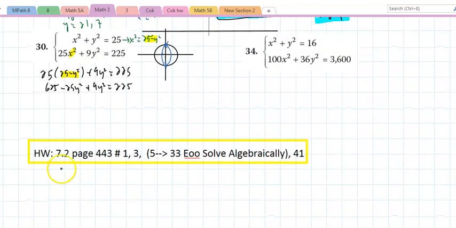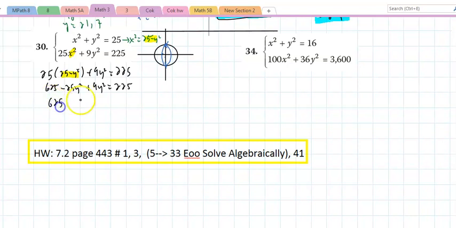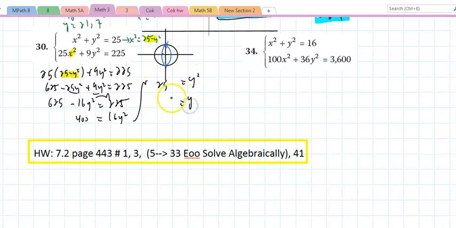Okay, let me see. I'm getting 625, oh, that's working. I was worried. Minus 16y squared equal 225. If I swap those, I have 16y squared equal, if I take that minus 225, that would be 400. I'm getting y squared to equal 25, y equal plus or minus 5. Very good. If y equals 5, what do I get? And if y equals negative 5, what do I get? Well, if y equals 5, I get a 0. And if y equals negative 5, I get a 0.